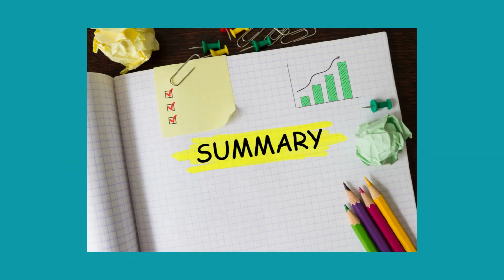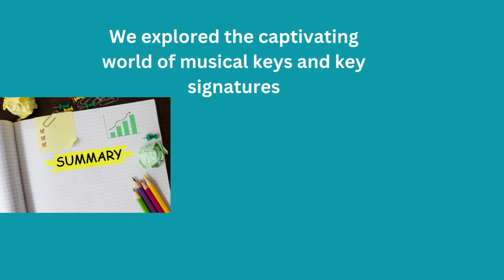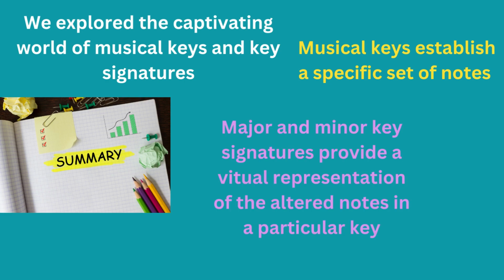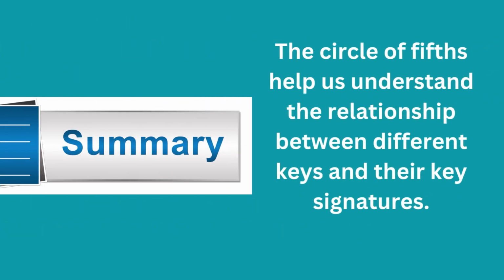Summary. Today, we explored the captivating world of musical keys and key signatures. We understood that musical keys establish a specific set of notes and a tonal center for a piece of music. Major and minor key signatures provide a visual representation of the altered notes in a particular key. The circle of fifths helps us to understand the relationship between different keys and their key signatures.